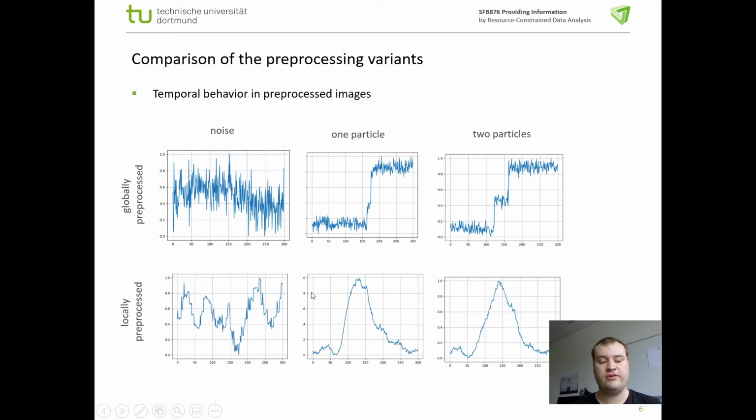In the locally preprocessed variant, it doesn't look that nice. The noise and the particle are not that clearly distinguishable from each other. As well, one particle and two particles attaching are not really different from each other. So if we just want to see if the temporal signal belongs to a particle or not, the globally preprocessed variant will be the variant of choice.